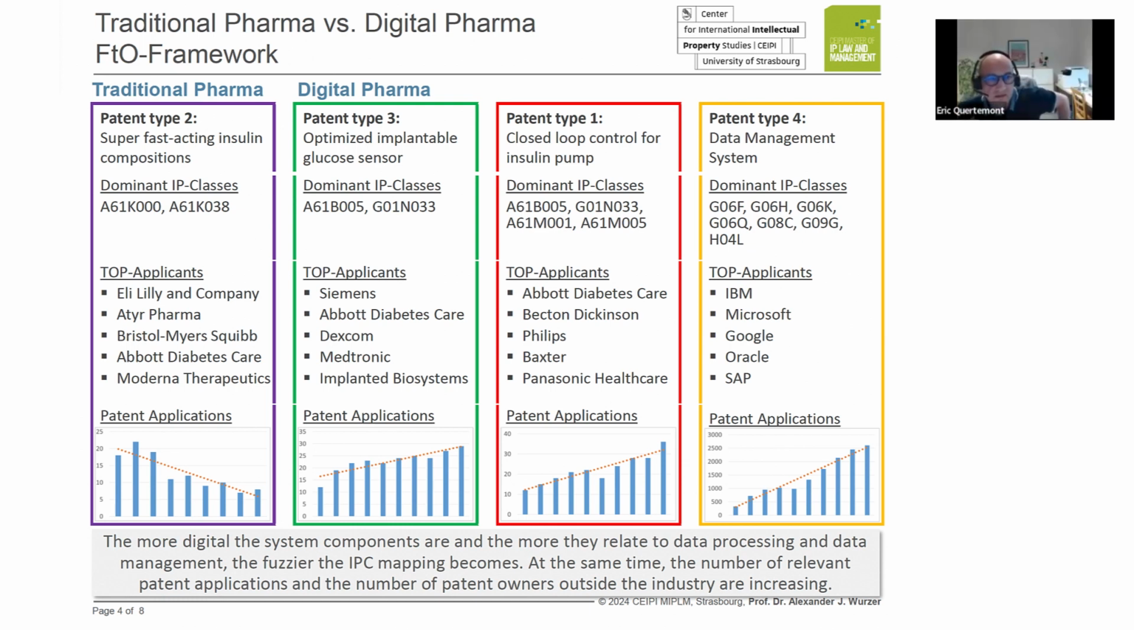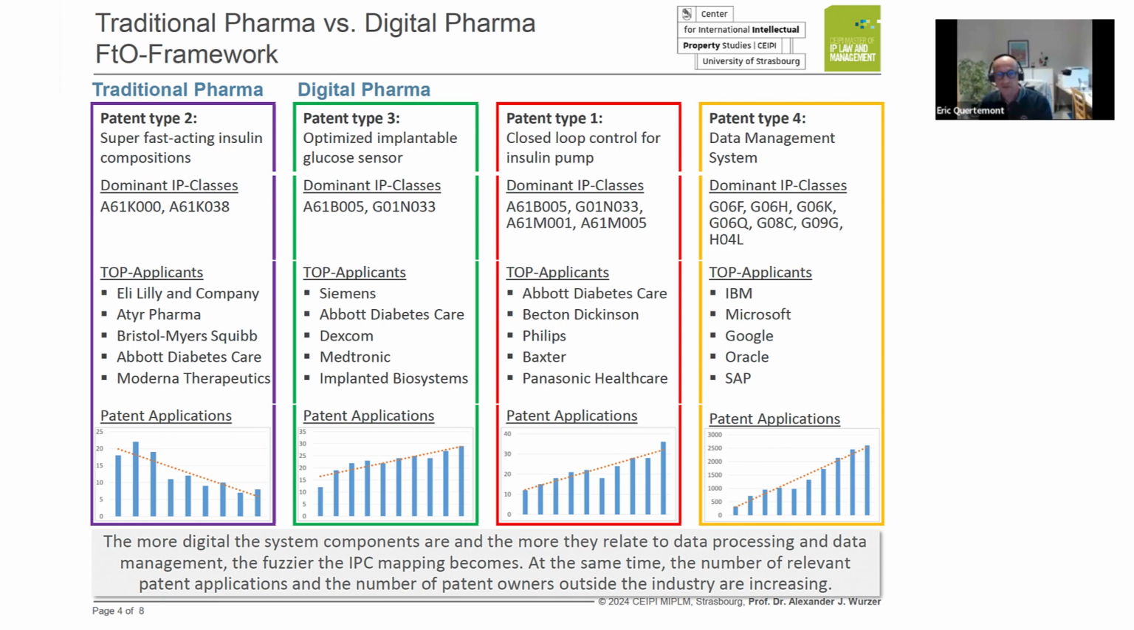Yeah, so this slide allows comparing the complexity of carrying out an FTO search in the traditional pharma and in the digital pharma. So we have four types of patent. The patent type 2 for composition. And if you want to do an FTO search for a composition, we are restricted to a small number of classes.